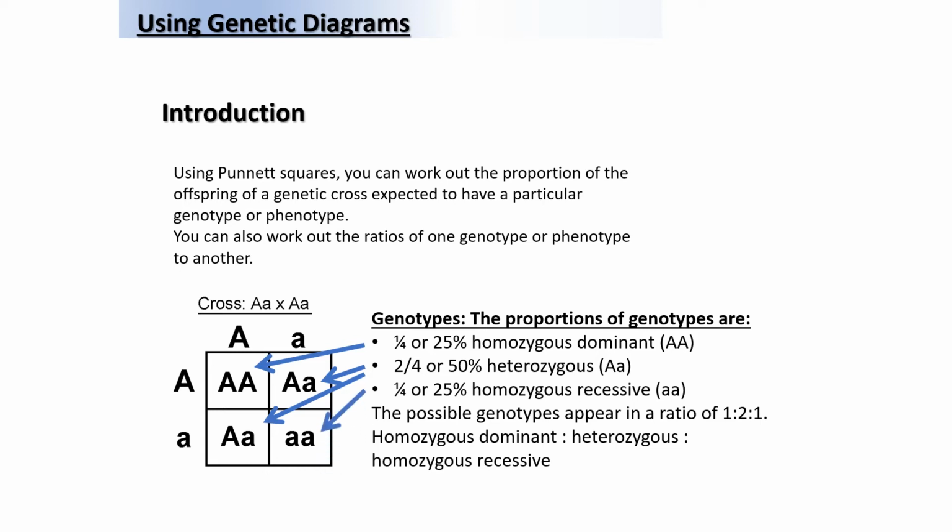And the last one is both recessive and both the same, that is homozygous recessive, small a and small a. The ratio of this is 1:2:1. So homozygous dominant to heterozygous to homozygous recessive.